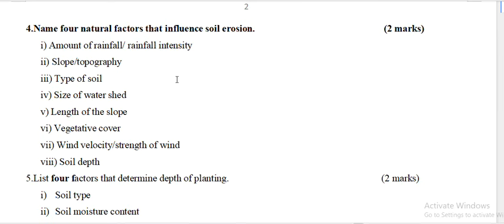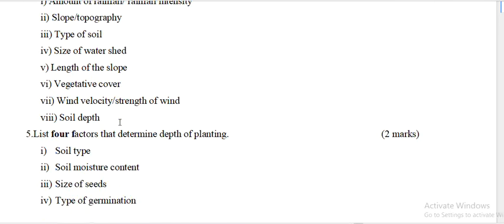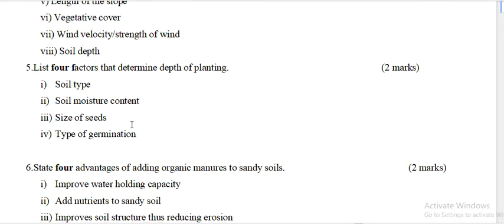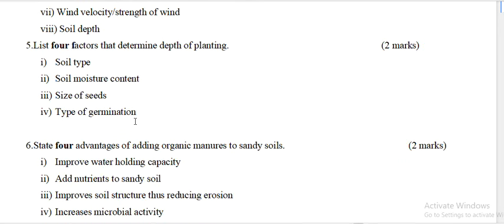When an area has more vegetative cover, it will have less soil erosion, because the vegetative cover is able to prevent or reduce splash erosion. Then wind velocity or strength of wind: the more the strength of wind, the higher the soil erosion. Then soil depth: the shallower the soil, the more the soil erosion, as it will be easily carried away by water.